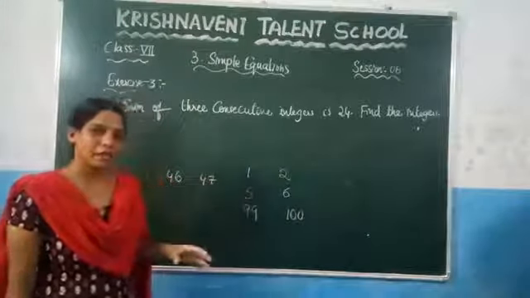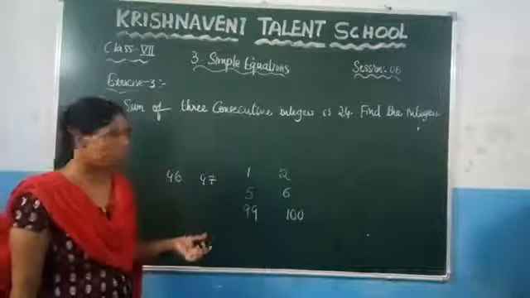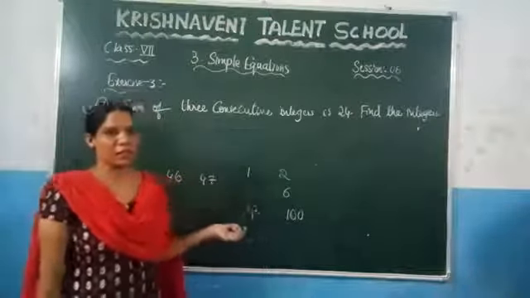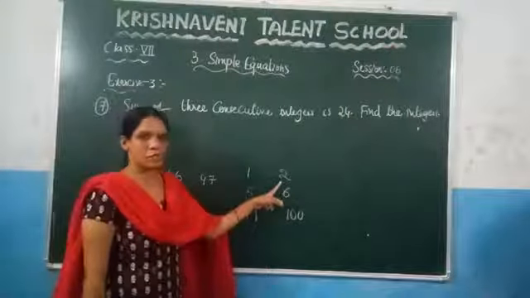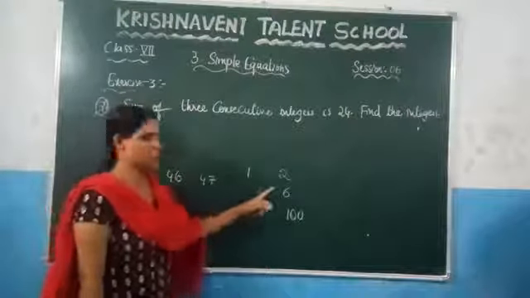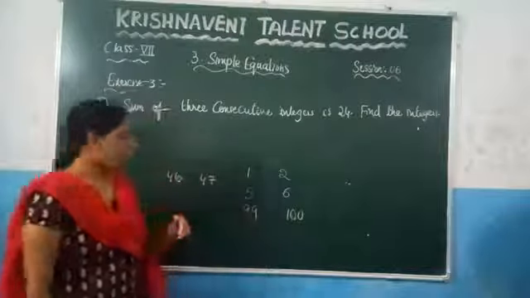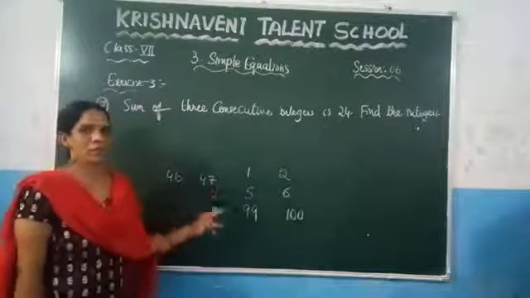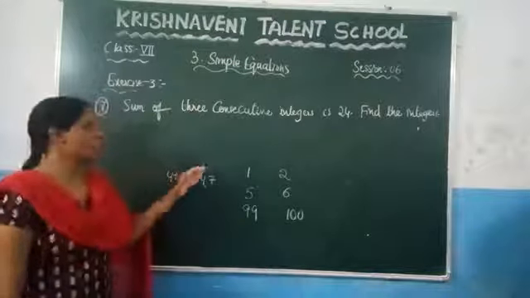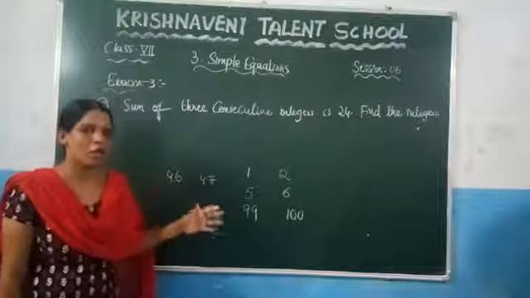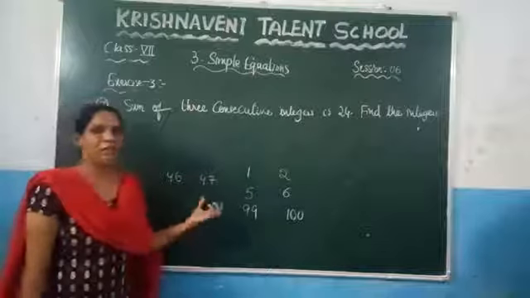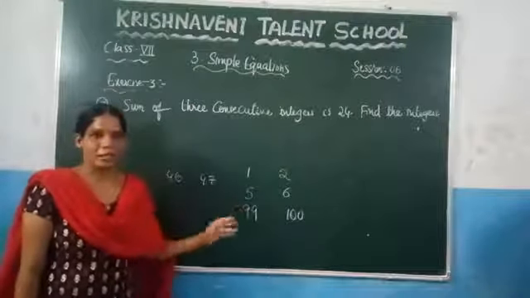If you want to write the next number, what are we doing? We are adding 1. Here 1 plus 1 gives you 2. Similarly 5 plus 1 gives you 6, 99 plus 1 gives you 100, and 46 plus 1 gives you 47. So if you want to find the consecutive number, we are adding 1 to get the next number.